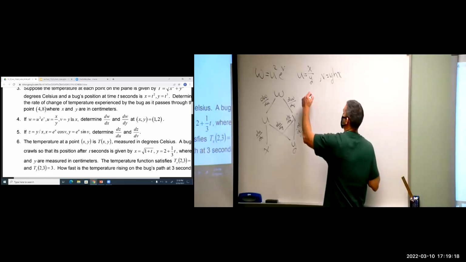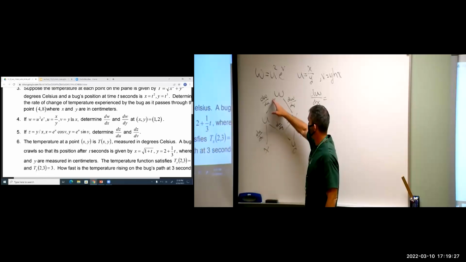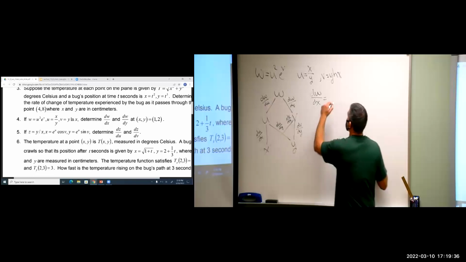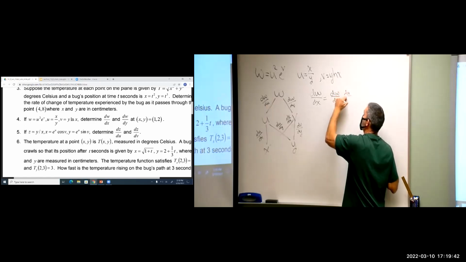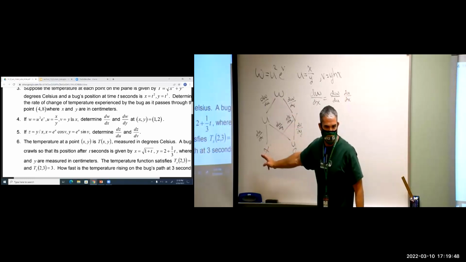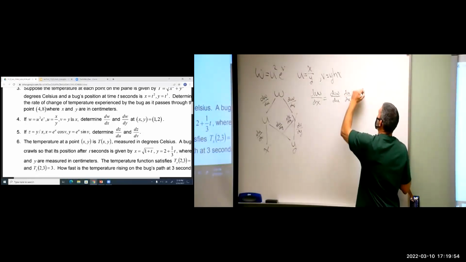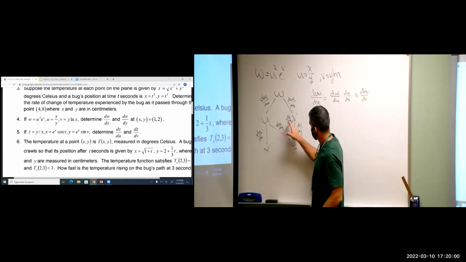So let's say we want to find dW dx. Well, that means I want to get from here to here. So that means I've got to do a dW du and a du dx. And I also have to go this way, because that also gets me to x, right? I follow every path that gets me to x. So plus dW dv times dv dx.